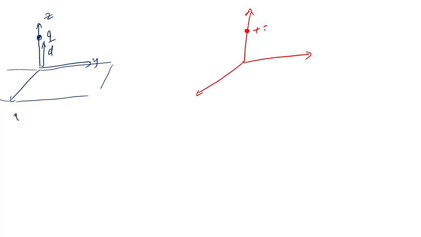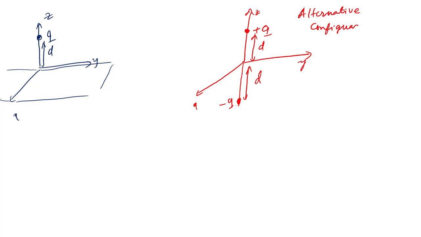So here I have plus q at a distance d above, and I have minus q at distance d below. This is x, y, z. So this is an alternative configuration that I'm considering, and I'll show you in a minute what we are doing here in a more general sense, but for a moment consider this configuration.